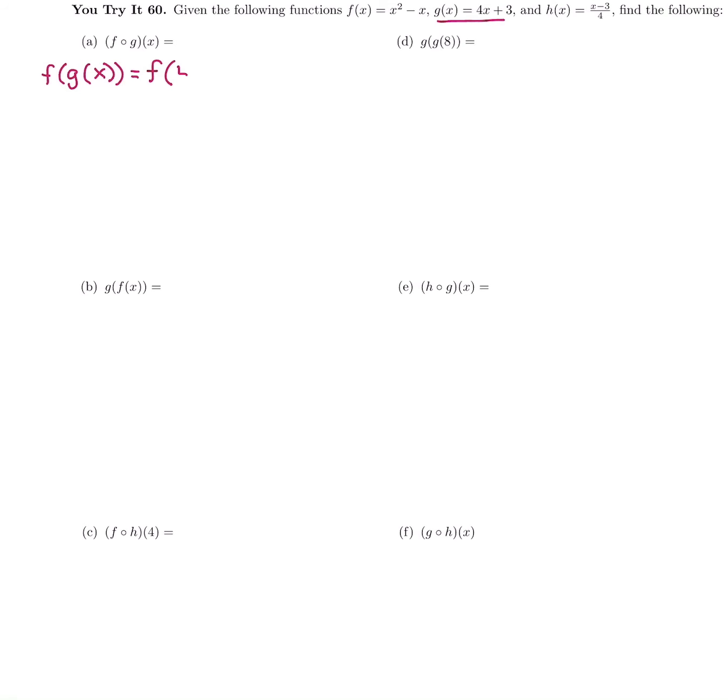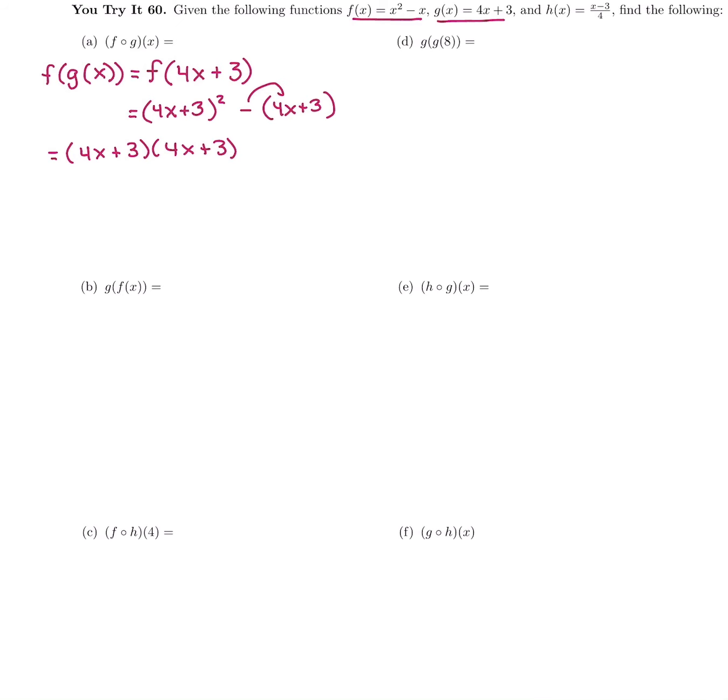G of x is 4x plus 3, and I'm plugging that into x squared minus x. So I'm going to replace x squared and the minus x with 4x plus 3. In order to do this, I might have to do some side work and figure out what this squared term is going to end up being. If something's squared, it's multiplied with itself. So 5 squared is 5 times 5. 6 squared is 6 times 6. So 4x plus 3 squared is 4x plus 3 times 4x plus 3.